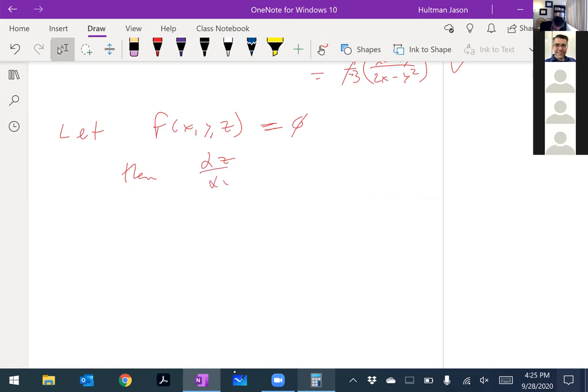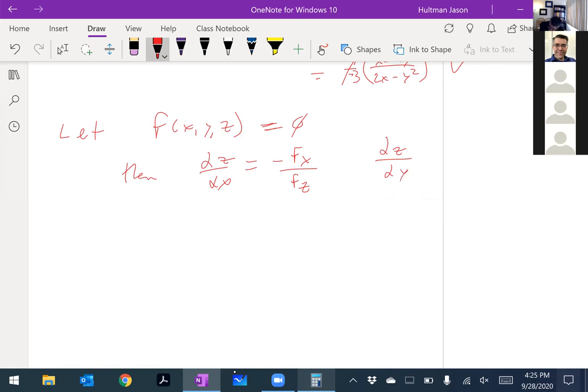dz dx, set this equal to 0. dz dx is going to be equal to negative f sub x over f sub z. It's kind of interesting. That's the partial of z with respect to x. What about the partial of z with respect to y?